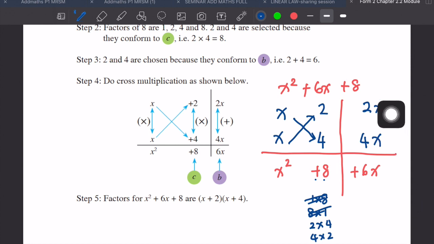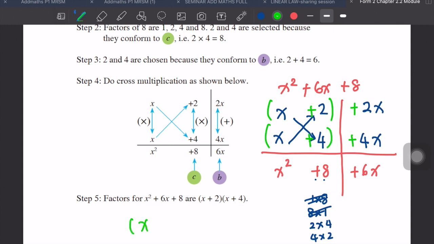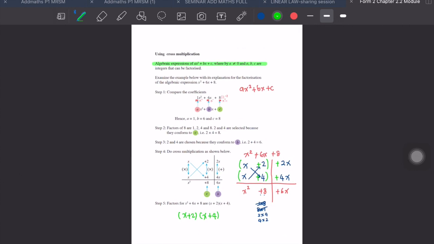Okay, sekarang tengok. 2x dan 4x, apa operasi yang saya kena buat supaya dia jadi positif 6x? So, tambahlah kan. So, apa saya buat? Saya tambah. So, kalau sini tambah, depan sini pun tambah. Kalau sini tambah, depan sini pun tambah. Okay. So, inilah kita punya factor. X plus 2, X plus 4. Okay. So, this is the first explanation.